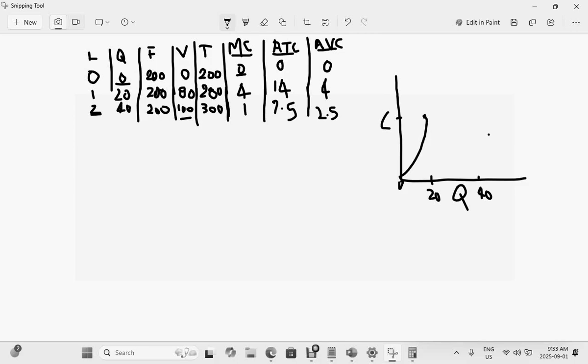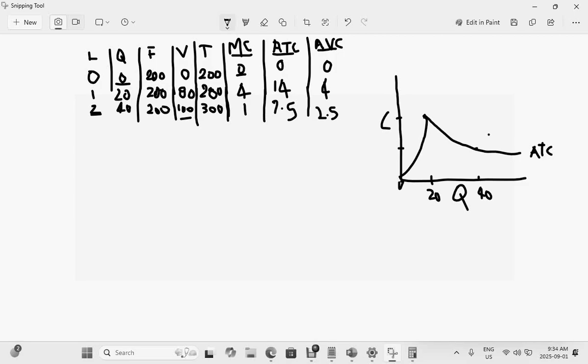For 40 units produced, the average total cost is 7.5. So let's say 7.5 is somewhere over here, halfway through. So the curve will look something like this, and this is your average total cost curve, ATC. All right, next up, you have your average variable cost curve.